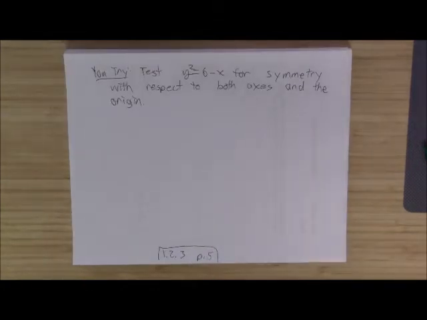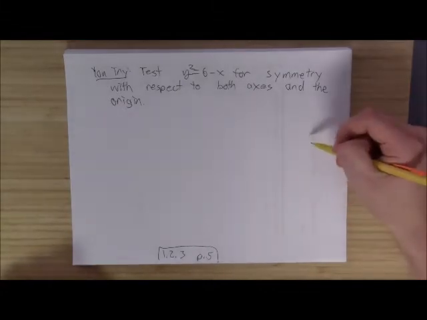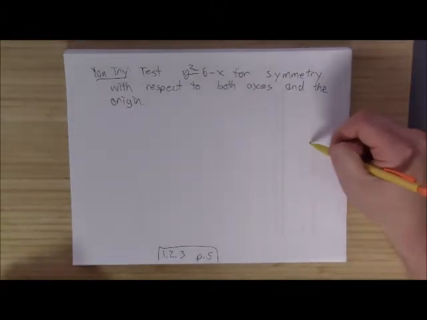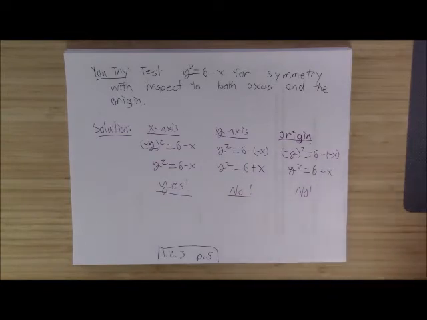And now it's time for you to work an example. So go ahead and test y squared equals 6 minus x for symmetry with respect to both axes and the origin. On the count of 3, I'll reveal the answer. 1, 2, 3. So as you see here, there's no y-axis or origin symmetry, but there is x-axis symmetry.